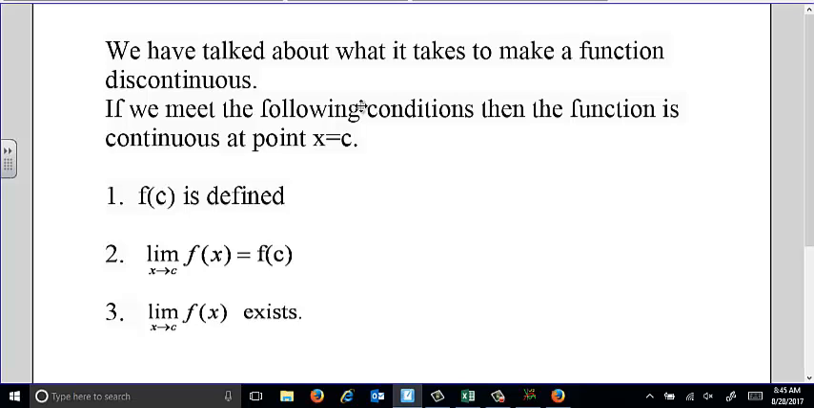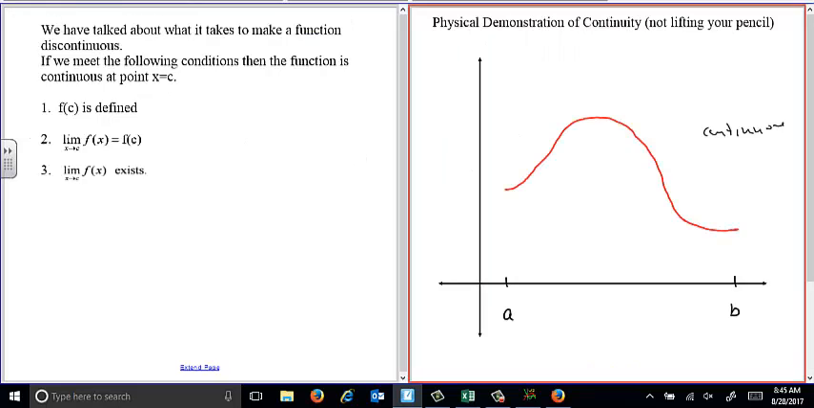I usually require you to know what this is. A few things that I ask you to memorize. One of them is this: what conditions have to be met for the function to be continuous? And those are it. So I've already talked about this. Physically, you just don't lift your pen. If you don't lift your pencil, then the function is continuous.